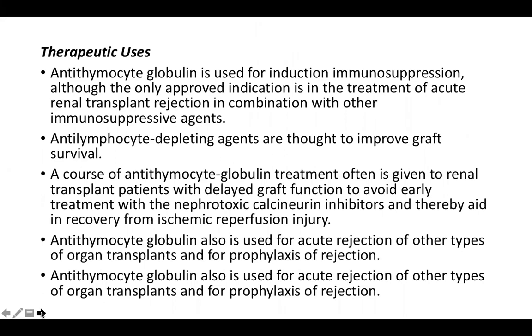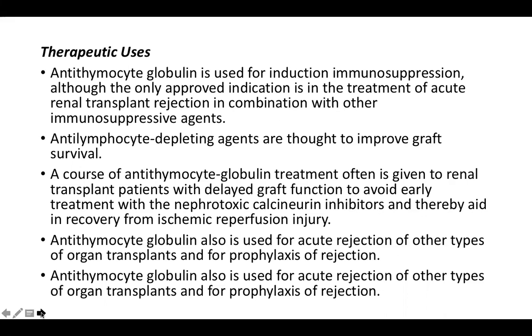Therapeutic applications. Anti-thymocyte globulin is used for induction of immunosuppression, although the only approved indication is for the treatment of acute renal transplant rejection in combination with immunosuppressive agents. See, kidney transplant is very common, and for acute renal rejection, generally this is the drug of choice. So anti-lymphocyte depleting agents will improve the graft survival. A course of anti-thymocyte globulin treatment often is given to renal transplant patients with delayed graft function to avoid early treatment with nephrotoxic calcineurin inhibitors. Thereby, it aids the recovery of ischemic perfusion injury.